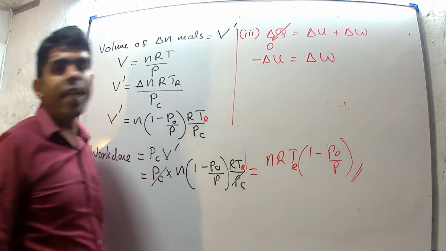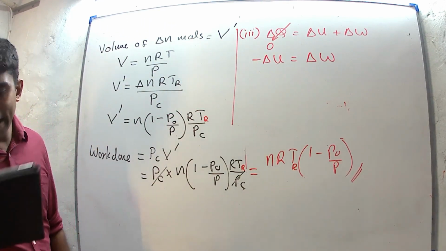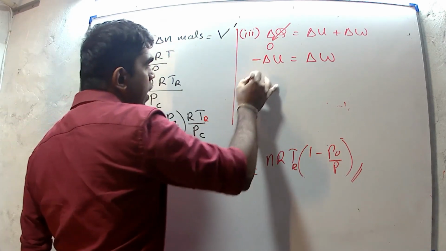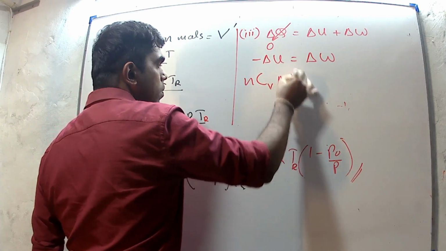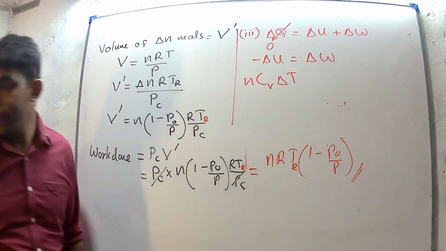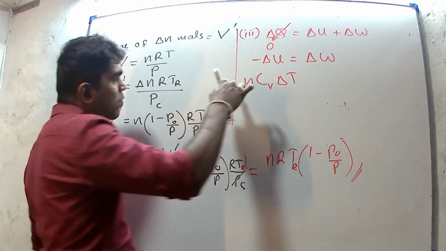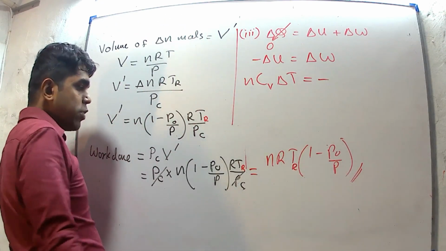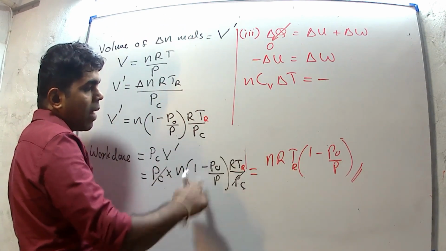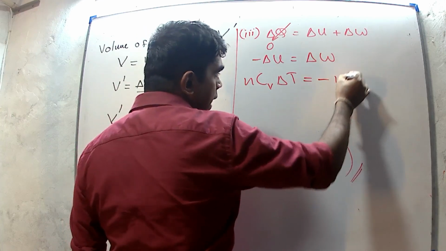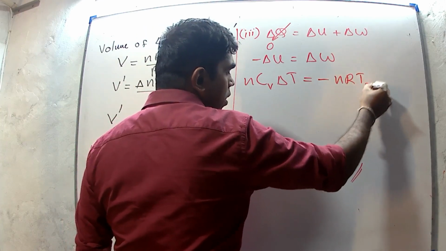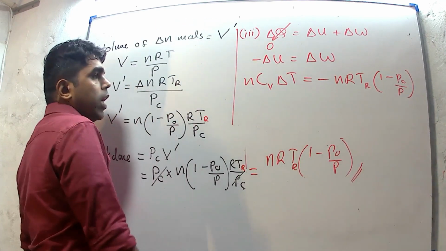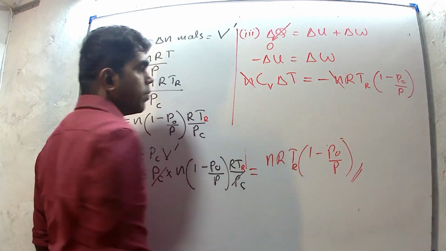Now we can substitute delta U. They have given that delta U is NCV delta T, it is the equation they have given. If we are using the first law, this side should be minus. Delta W means work done. We can substitute work done by using this equation, nRTR times 1 minus P naught over P. We can cancel out N.